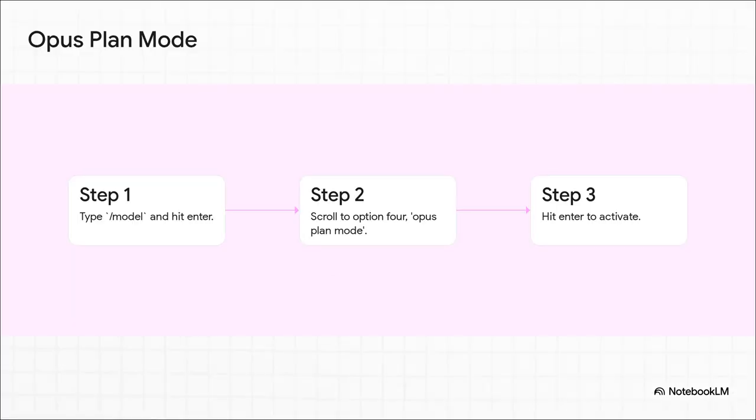But what if I told you you don't have to choose anymore? There's a new, basically undocumented mode that gives you the absolute best of both worlds. You just type /model, and then you select option number 4, Opus Plan Mode. And here's the genius of it. This feature uses the super powerful, super expensive Opus model for the high-level planning part, and then it automatically switches to the efficient, way cheaper Sonnet model for the actual code writing. So you get the same amazing results as if you were using Opus the whole time, but you save a ton of credits. It's a no-brainer.